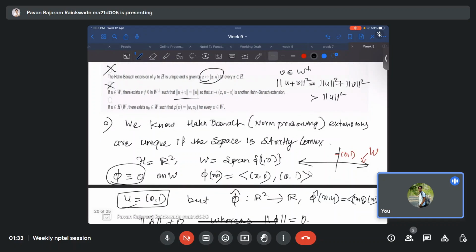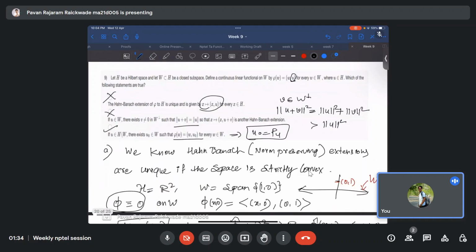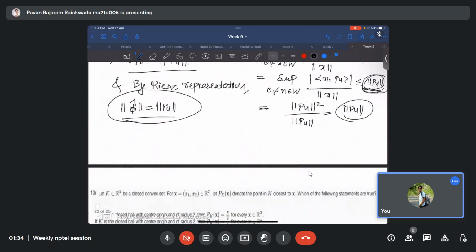And if u belongs to H minus W, then there exists a u naught so that phi of w equals the inner product of w with u naught for every w belonging to W. Yeah, so in this case, simply your u naught is just Pu. This is correct. Okay, so 9th is C.